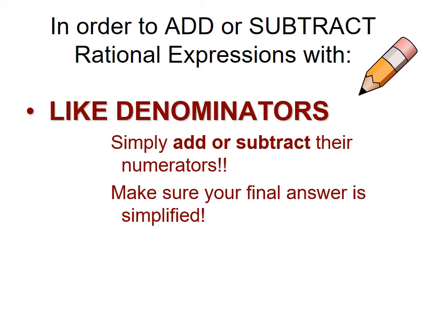All right, so once again, please write this down because we're going to come back to it. In order to add or subtract rational expressions, you have to have like denominators. If you have a like denominator, all you have to do is add or subtract their numerators. Make sure your final answer is in simplified form. All right, we're going to go ahead and do 4 examples, so you need to get all 4 down, please.